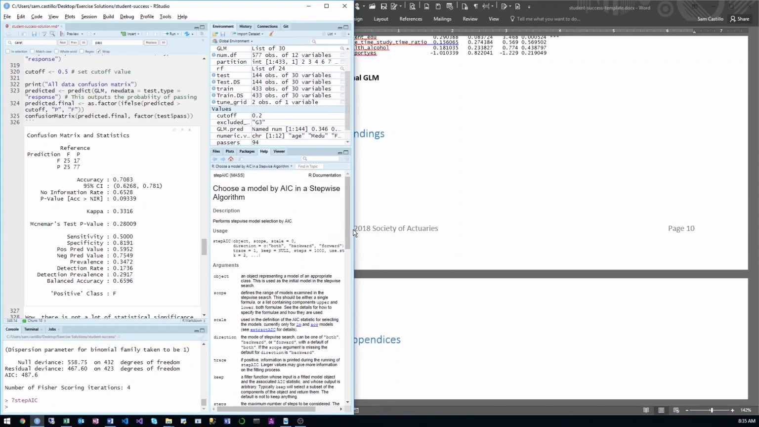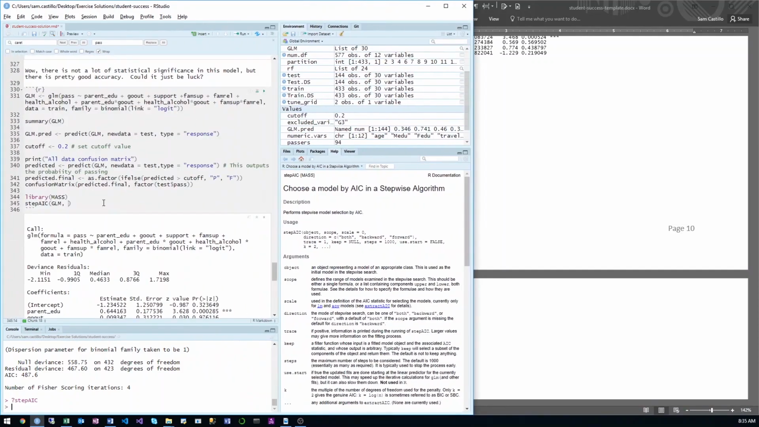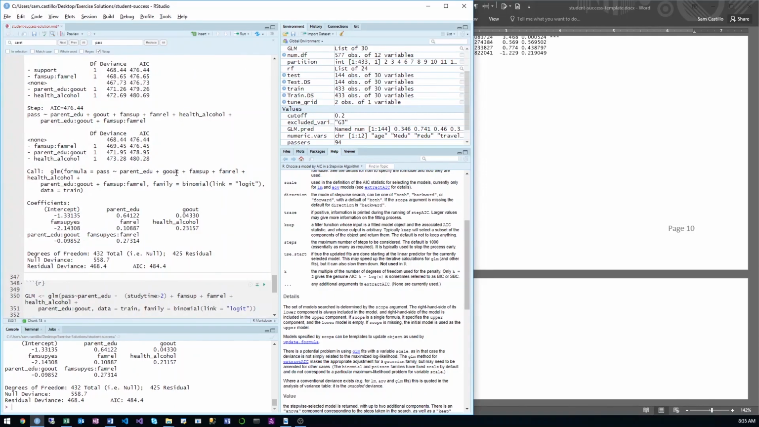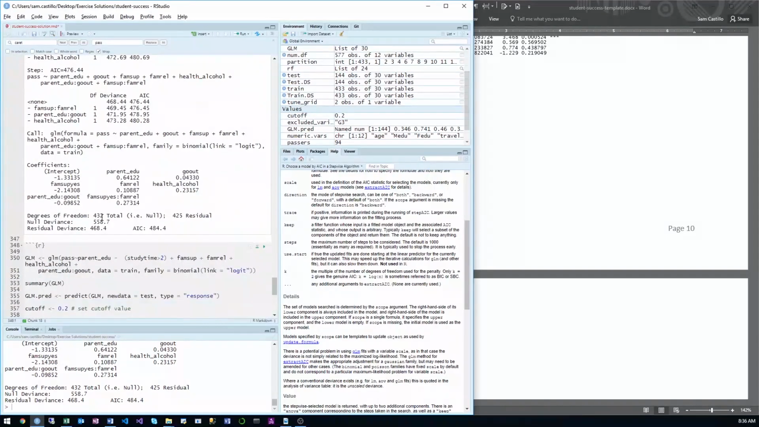Well, we can try changing the step AIC algorithm. So K is equal to multiple degrees of freedom. K is equal to 2 gives a genuine AIC. K equals log n is sometimes referred to as BIC. So what if we just did K is equal to 1? Now we get pass, parent edu, go out, family support, family relation, health, alcohol. Parent edu, go out, family support, relation. Okay, let's try using this model.